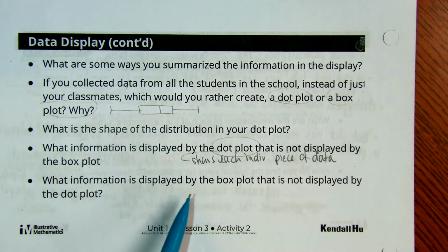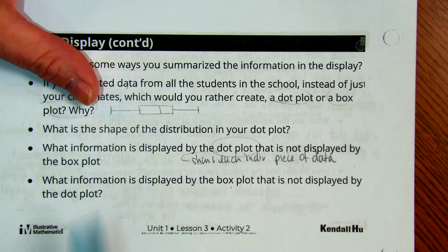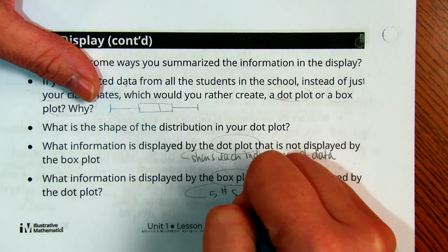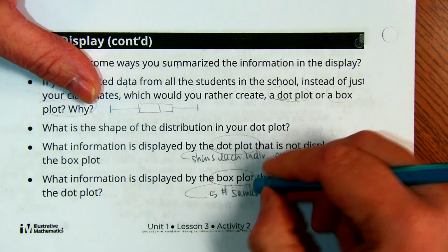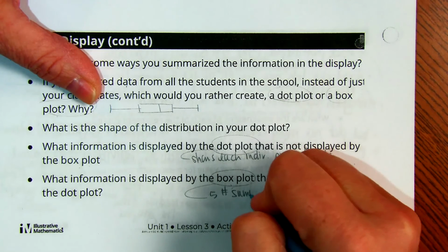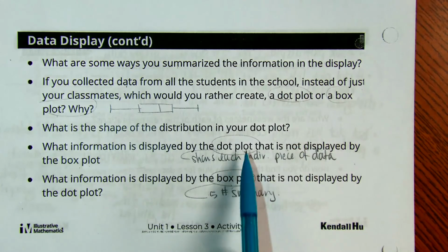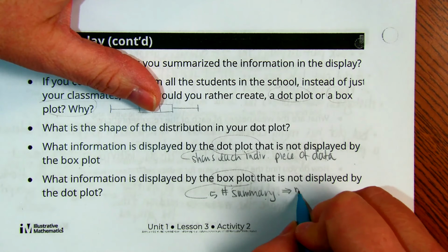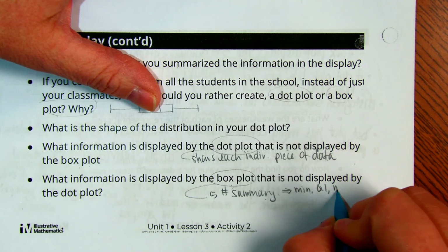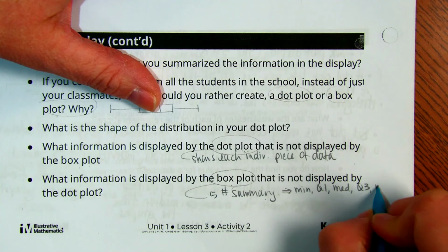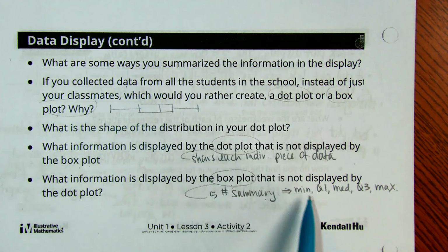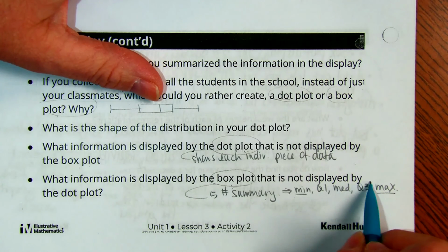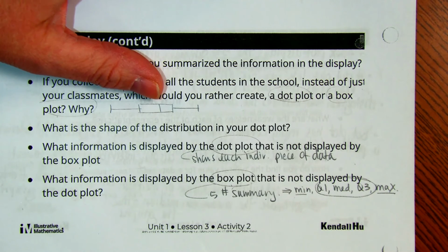What information is displayed by the box plot that is not displayed in the dot plot? Well, in the box plot, you can clearly see that 5-number summary. In the dot plot, again, you have each individual data piece. And in the 5-number summary, if you remember, you have a minimum, quartile 1, median, quartile 3, and the maximum. Well, in a dot plot, you do see the min and the max based off of your dots.